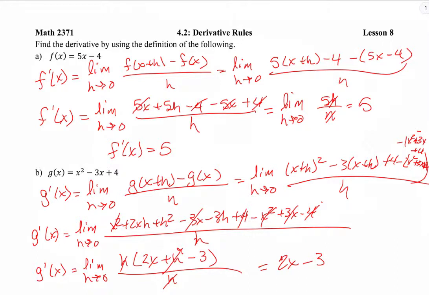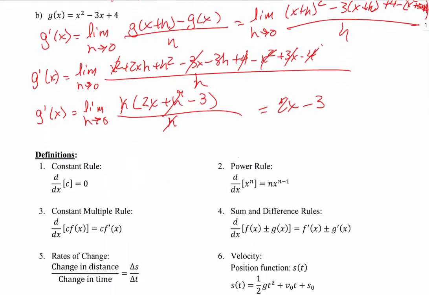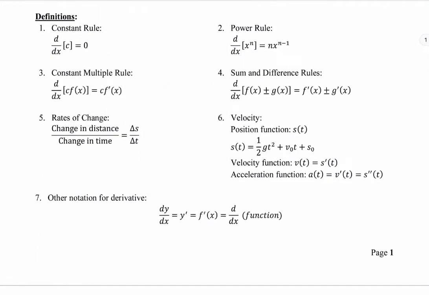Notice that when I took the derivative of a line, I had the slope. When I take the derivative of a quadratic, I get a line. As I take the derivative of each of these functions, they go down in power. That leads us to the power rule. The power rule says that if I take the derivative of something to the nth power, I bring my n down and I take n minus 1.